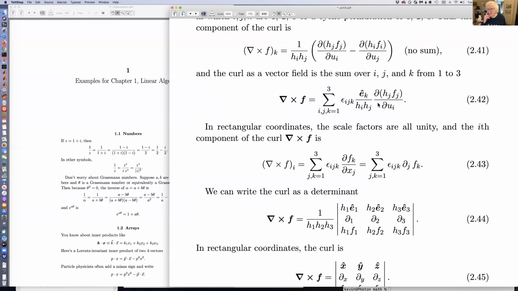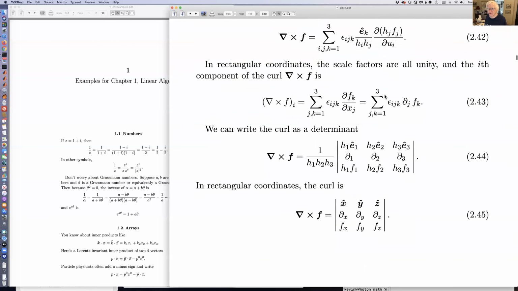And so the curl as a vector field then is a sum over i, j, and k of epsilon ijk, epsilon 123 being 1, and a unit vector in the kth direction. And then we just have this quantity here, 1 over hi hj, and the partial. And this epsilon symbol puts in the minus sign and gives us the two different pairs here. In rectangular coordinates, all the h's are unity, and so we just have that the ith component of the curl is epsilon ijk, partial with respect to xj, of fk.